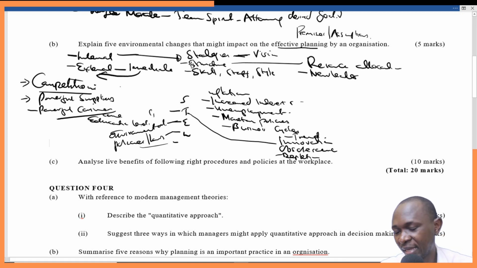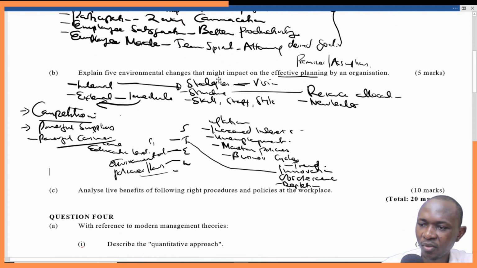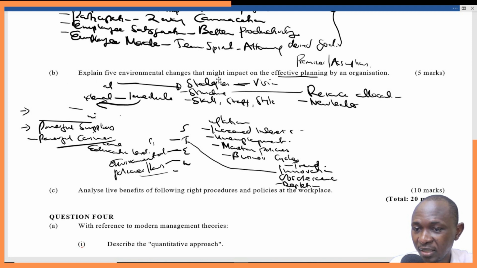So I think I have given you so many answers. Explain 5 environmental changes. All these are changes. Competition, suppliers, upcoming suppliers, powerful consumers. Those are changes. So just pick any 5. Explain how they will affect effective planning by an organization. There are more than 30 points here that you possibly have.